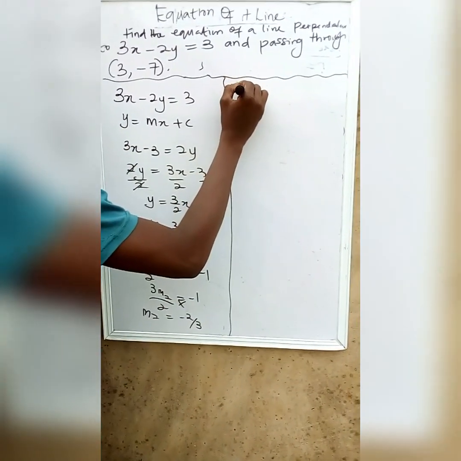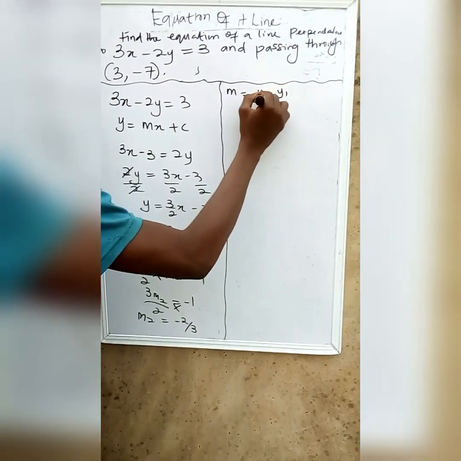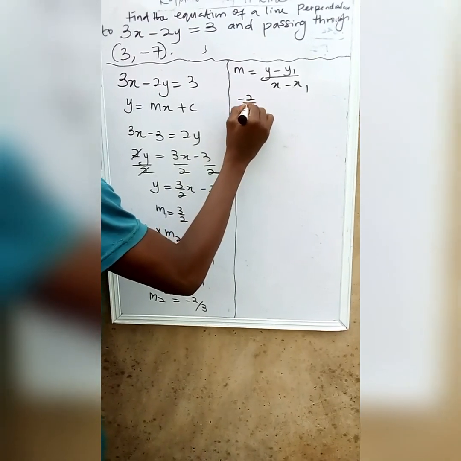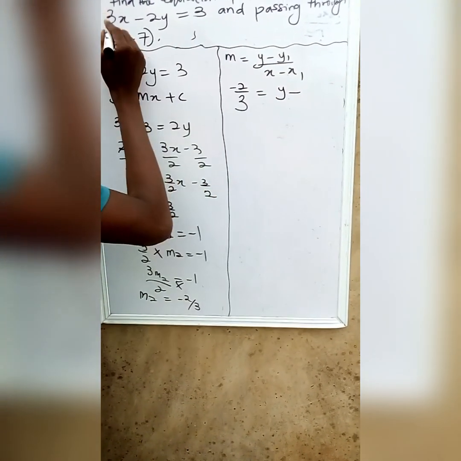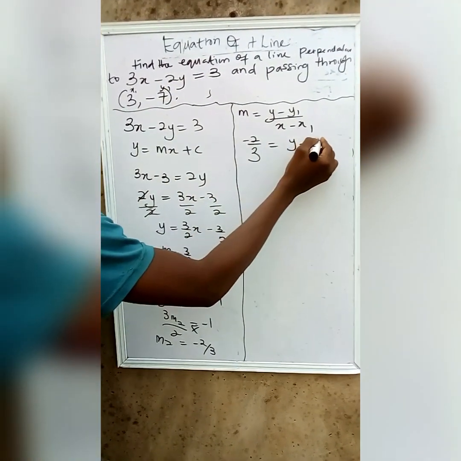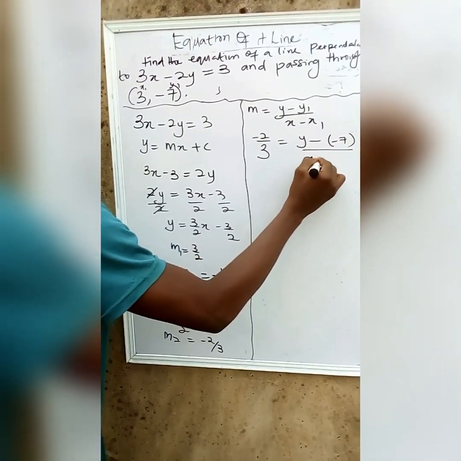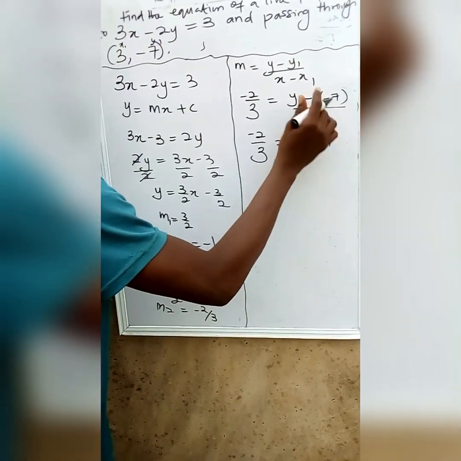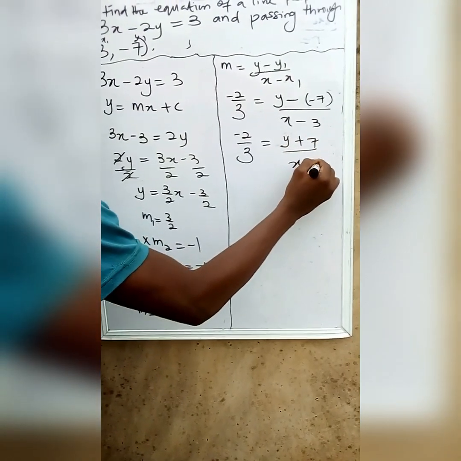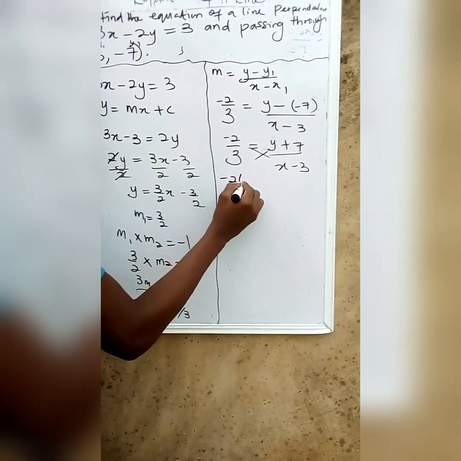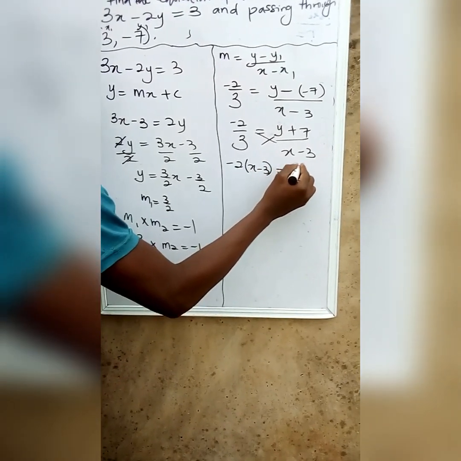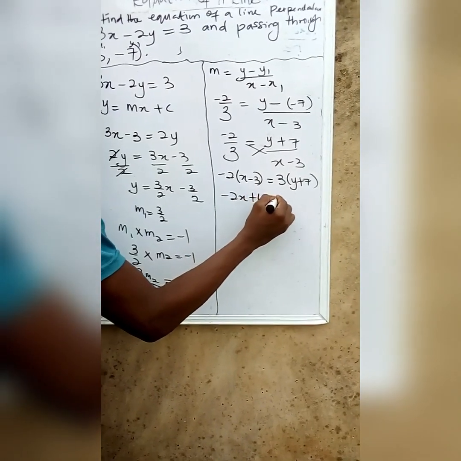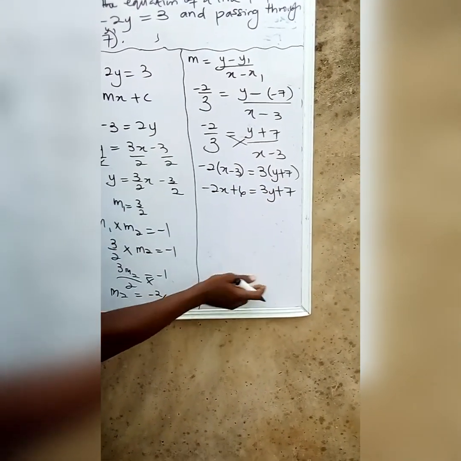Now, don't forget, when you know your gradient, you use this formula, m is equals to y minus y1 over x minus x1. So our m now is minus 2 over 3 is equals to y minus, this is our x1, y1. So y minus 7 over x minus 3. Minus 2 over 3 is equals to y plus 7, minus times minus is plus, over x minus 3. Cross multiply. Minus 2 into bracket x minus 3 is equals to 3 into bracket y plus 7. That will be minus 2x plus 6 is equals to 3y plus 7. You write out the equation.